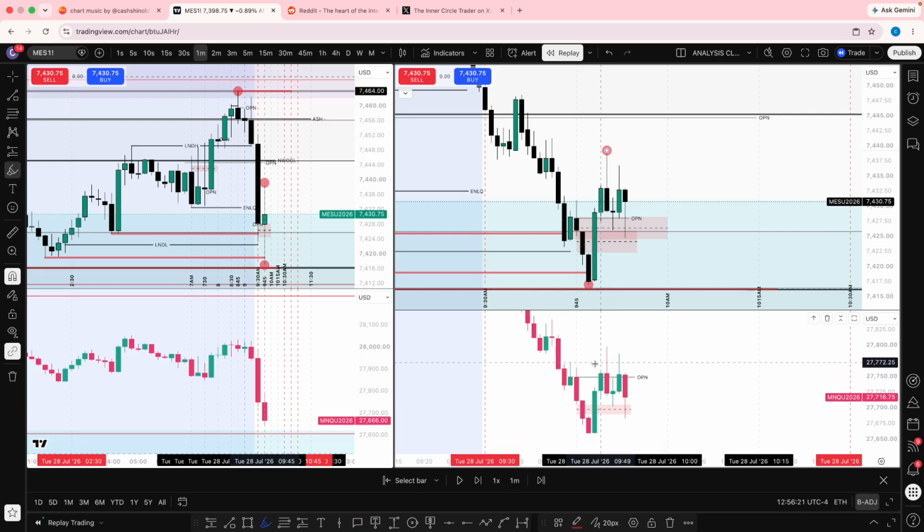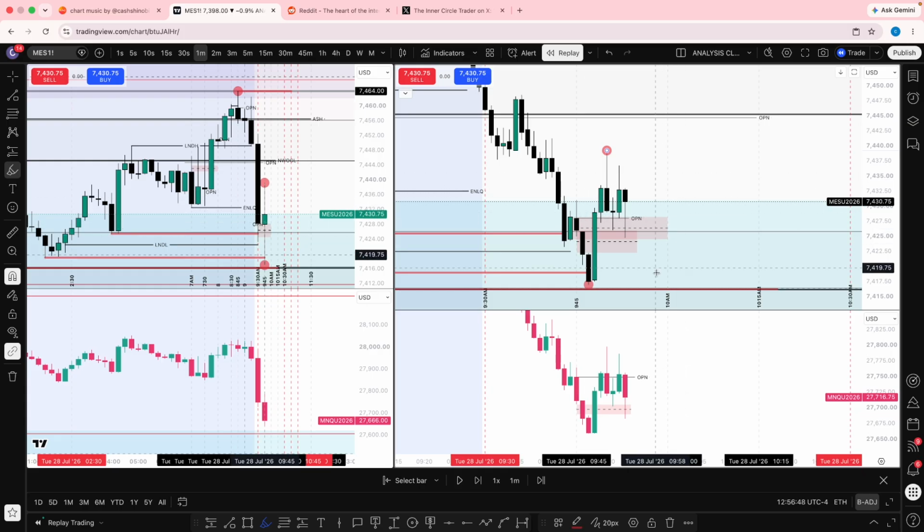Even though it wicked through it, it didn't close, but it closed here above the body of the breaker, and now it's down into this area right here, right? So potentially I can take a trade right here and put my stop down here, right? But what time is it? 9:45, open, low, high, right?